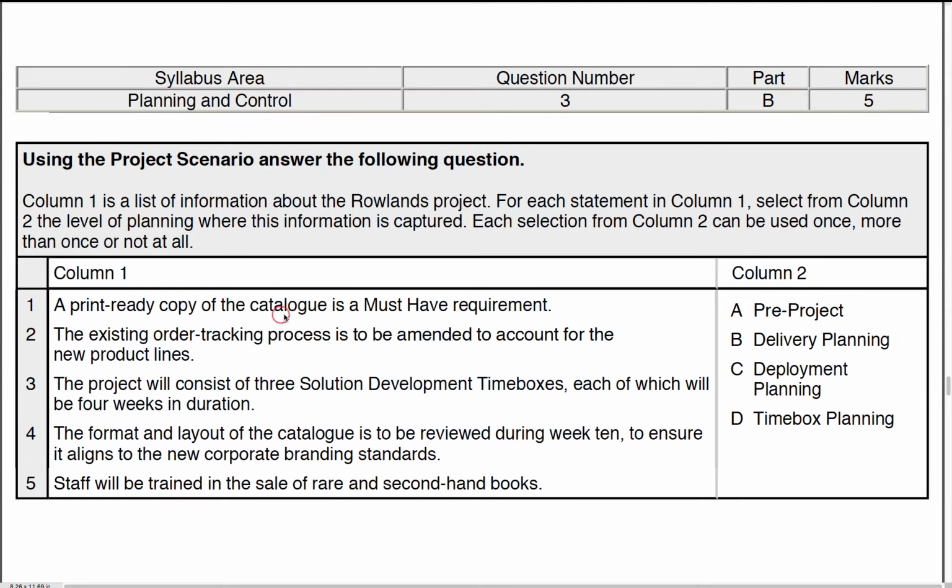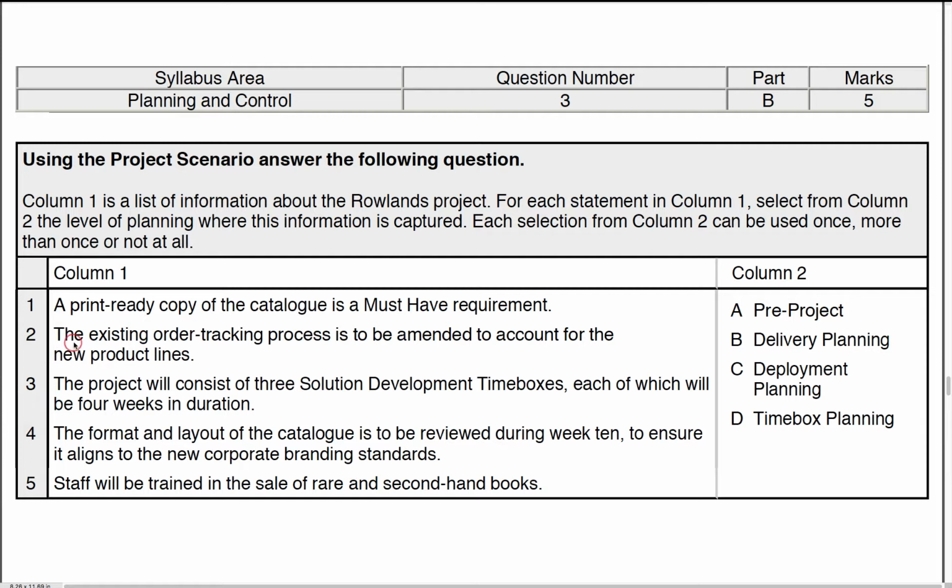A print-ready copy of the catalogue is a must-have requirement. So remember, if we're starting to prioritise requirements, we're in Foundations. That's primarily where we're going to be doing this, but as we expand them, we're going to be in delivery planning. So first there is B for 1.